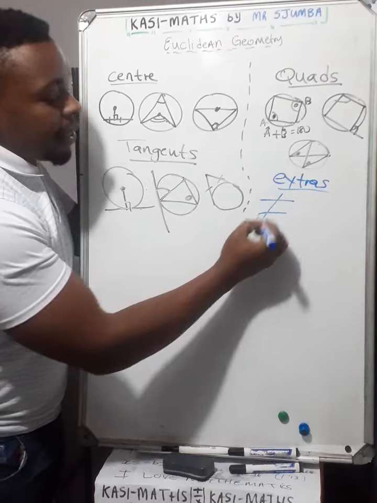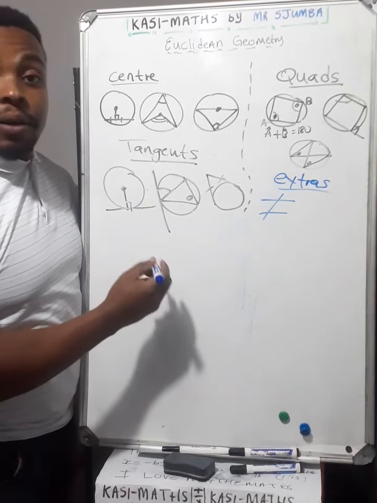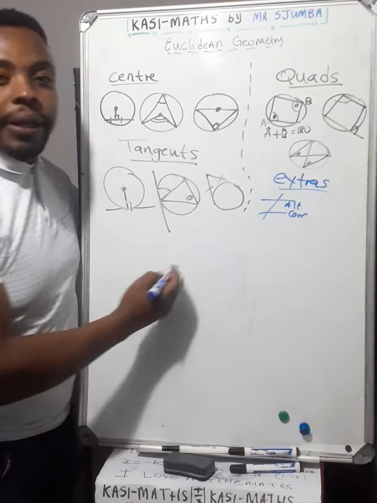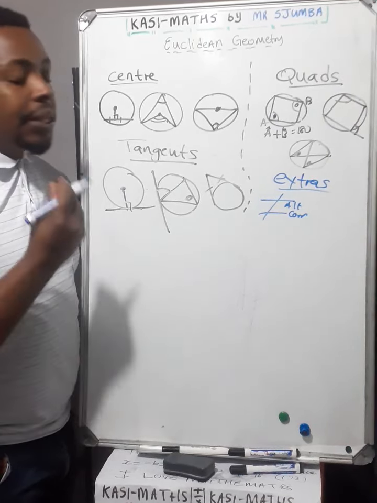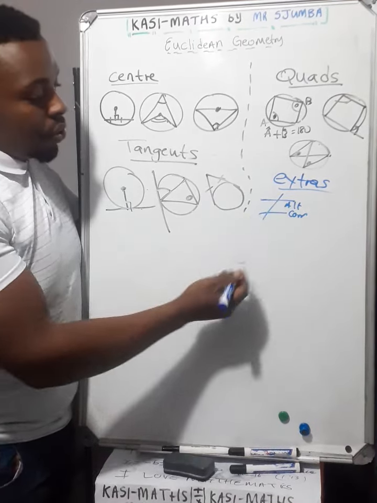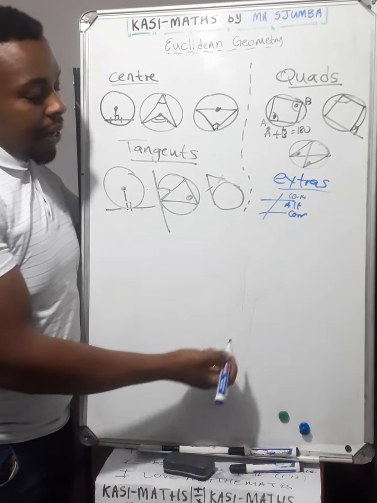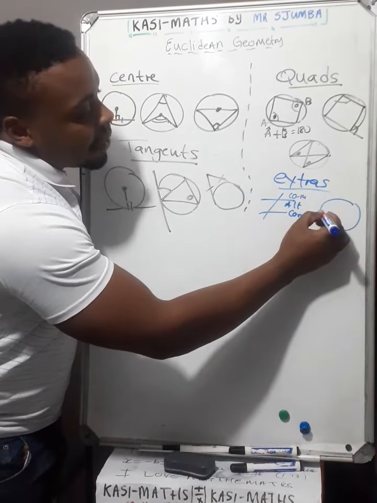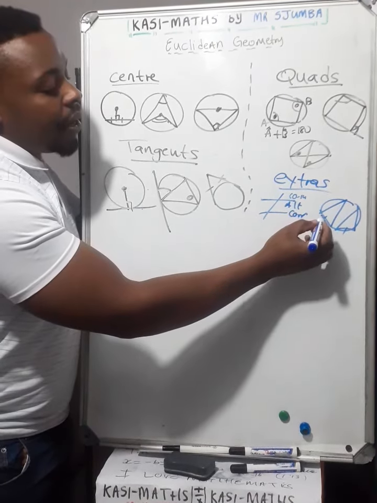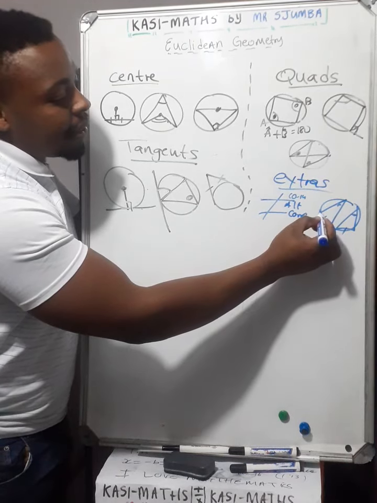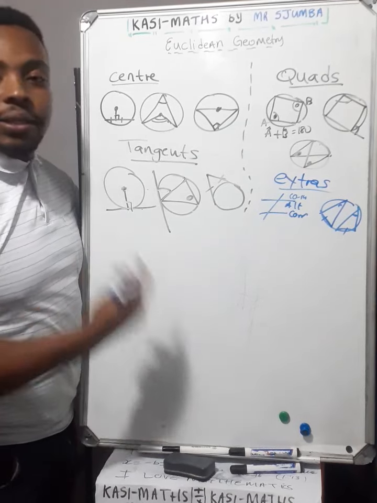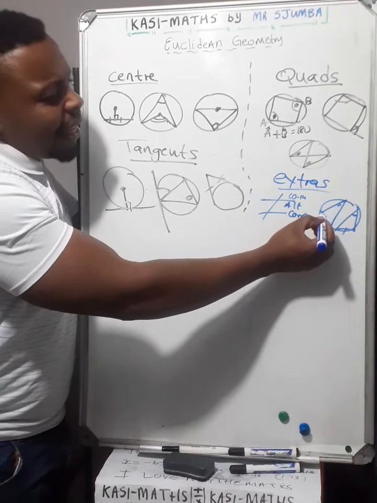We have parallel lines. We know that once we see parallel lines, we should expect to find alternating angles, corresponding angles, or equal interior angles. Then we have another one: if angles are subtended by the same chord or by equal chords, those angles are also equal. So here, it's equal chords.